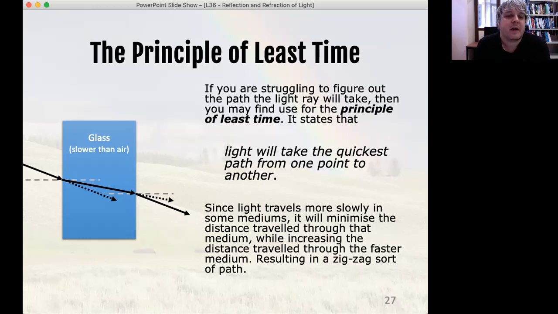bend away. But the other way that you can think about it is that the light will take the quickest path. Because it's traveling slower through the glass, it wants to spend less time in the glass. Right? I use the word wants very cautiously because obviously it's a light ray, it doesn't have any desires. But it wants to spend less time in the glass, so it bends towards the normal in order to spend a bit less time and get through it a bit quicker. And then when it bends out again, it can speed up and go more directly to where it's trying to get to. So it results in this sort of zigzag path. So it's the same reasoning, it's just a slightly different way to think about it.